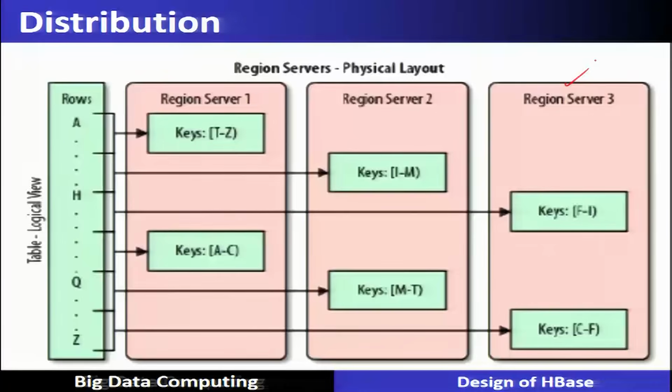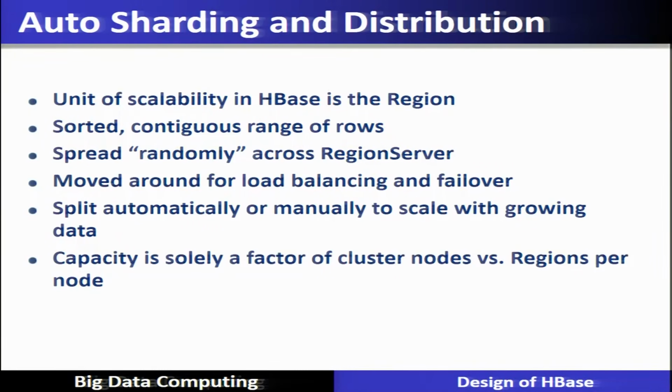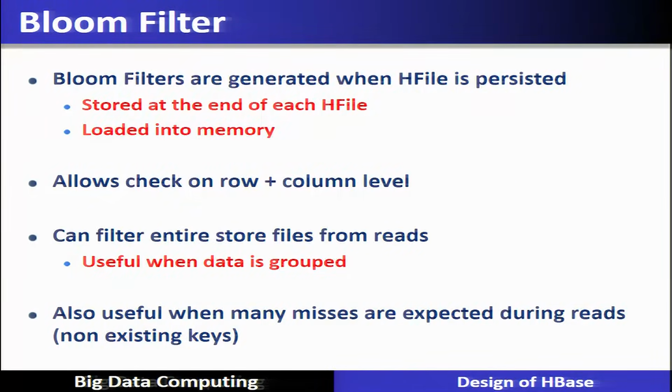So, the unit of scalability in HBase is the region that we have seen, which is managed by the region servers. Regions are sorted, contiguous ranges of rows, spread randomly across the region servers and moved around for load balancing and failover, which we have already seen in the previous slides. They split automatically or manually to scale with the growing data, and capacity is solely a factor of cluster nodes versus regions per node.